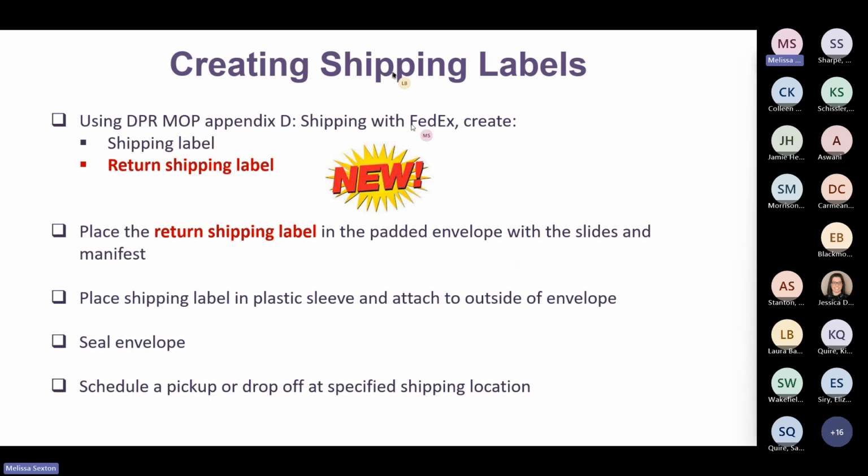Once you've printed that, make sure you use the instructions, because it gives you the account code to charge the shipment to. And then you place the return label in the padded envelope along with the slides and the manifest. And then you place the shipping label in a plastic sleeve and attach it to the outside of the envelope and seal the envelope at that point. And then just schedule a pickup or drop off at a specified shipping location, whatever your institution policy is.